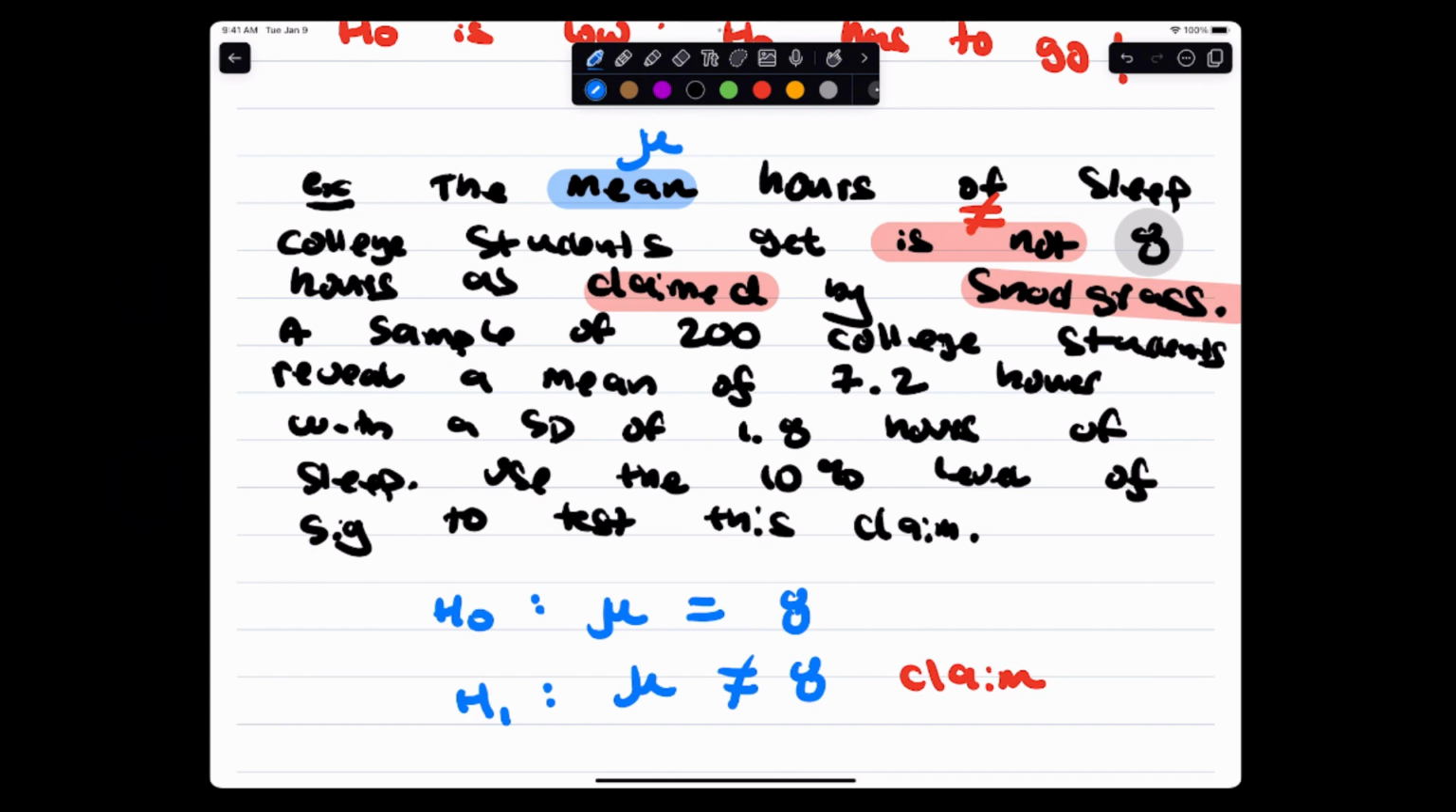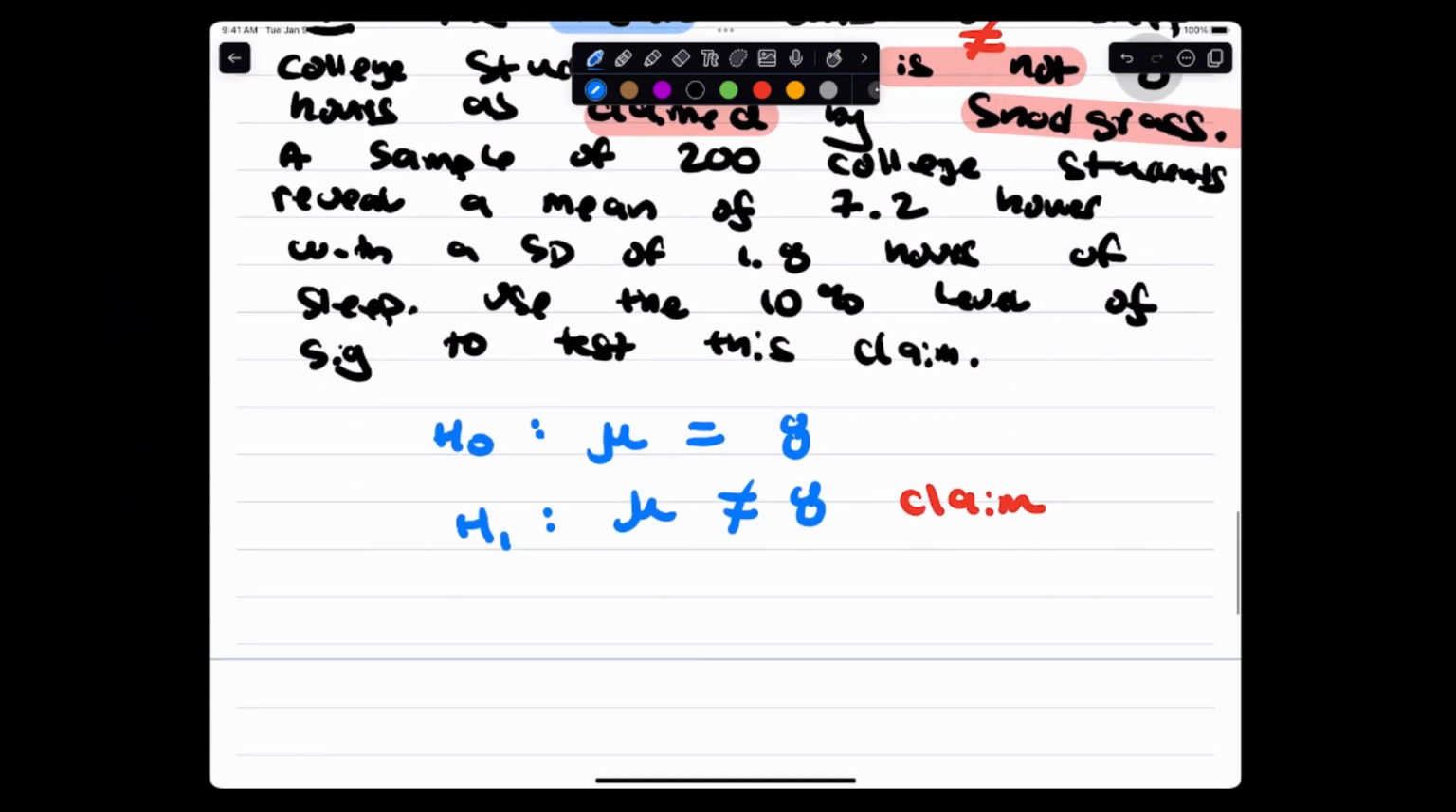Okay, you guys okay with that? So far, so good? Okay. Let's read the sample information. What does it say? Sample of 200 college students reveal a mean of what? 7.2 hours with a standard deviation of 1.8 hours.